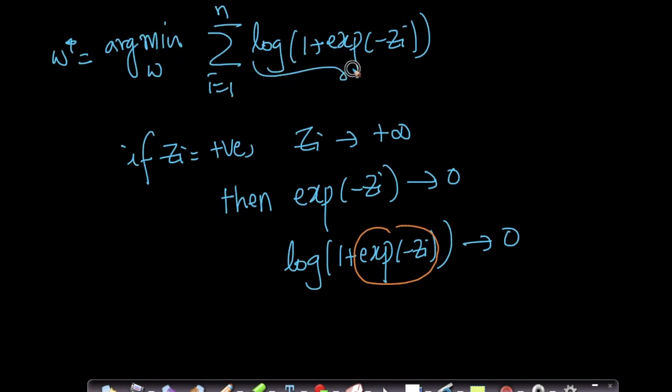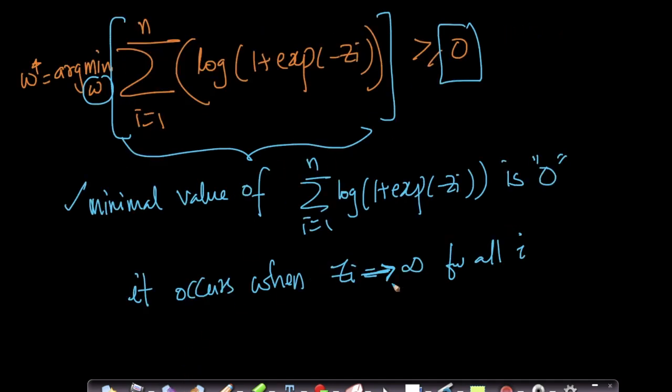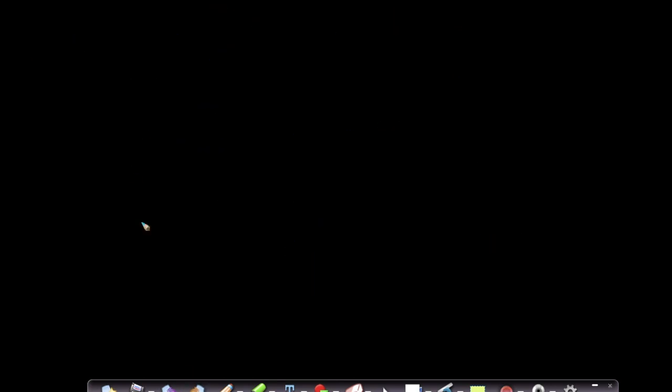Because there's a summation here, right? If one term equals 0, other terms may not be. So zi should tend to infinity for all i. Only then the minimal value occurs, right? This is important. And let's understand what zi is again. Let's not forget the basics. What is zi? Zi was yi w transpose xi.